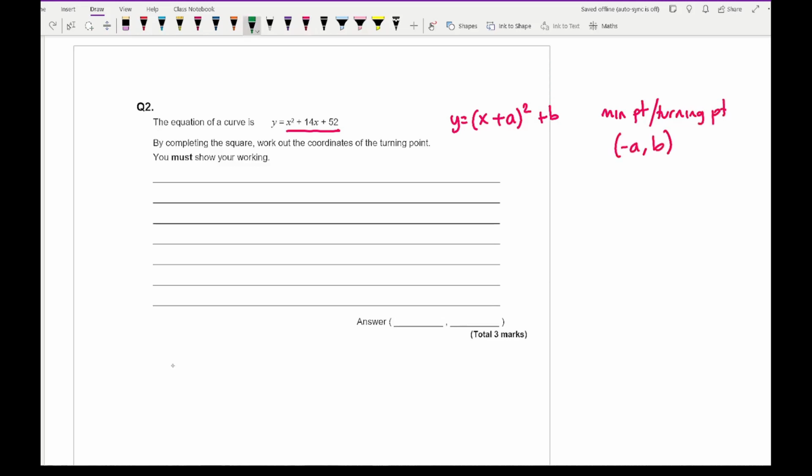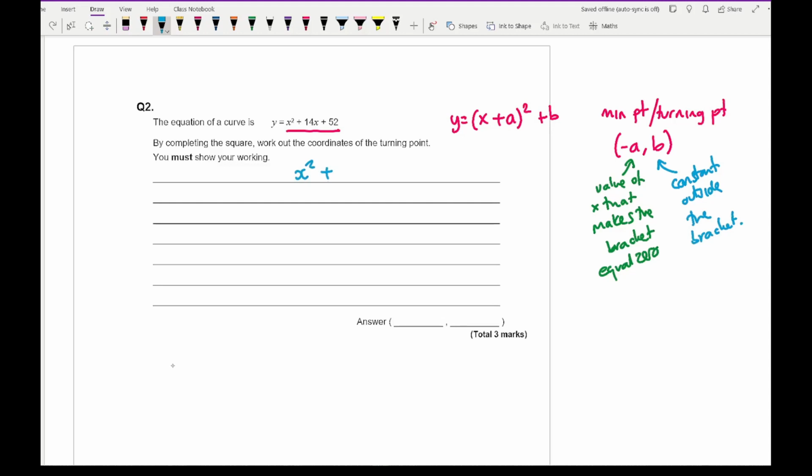Now the x ordinate is basically the value of x that makes the bracket equal 0, and b, let's use blue, b is basically the constant at the end, so the constant outside the bracket. So let's first of all work with this.